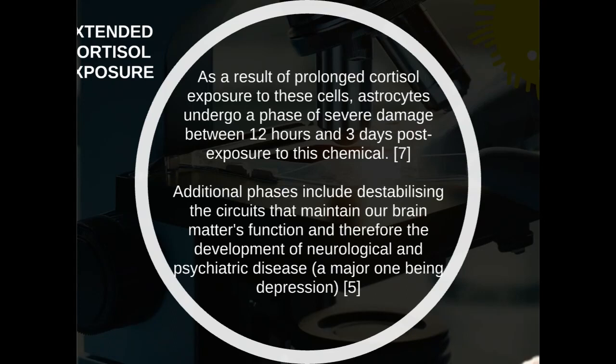So it doesn't necessarily mean that the first time you have a lot of cortisol inside of you, you're suddenly going to have dead astrocyte cells. That's not the case. It's really prolonged exposure that's reached a huge threshold. And there are, of course, additional phases that mean destabilizing the circuits maintaining our brain, so essentially the breakdown of our brain's cellular community, and therefore it could lead to the development of neurological and psychiatric disease. And this was something I did not know about, actually.